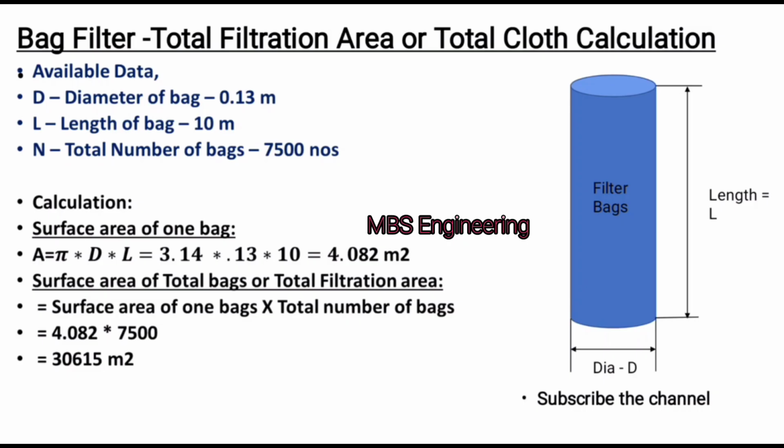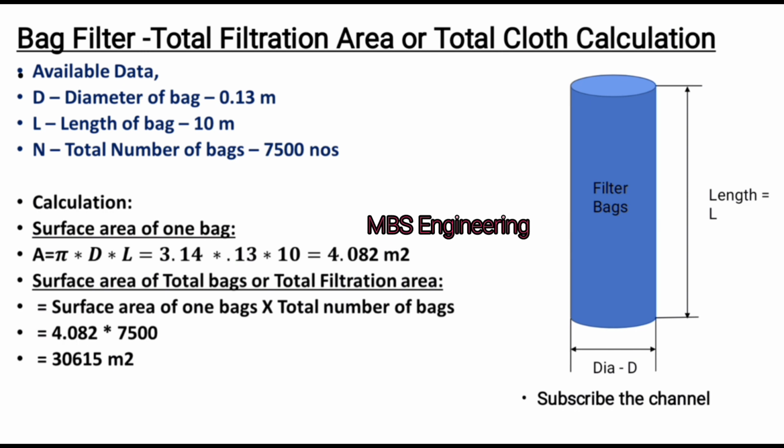First we are going to calculate the baghouse total filtration area or total cloth area. Available or given data are: D, diameter of bag, 0.13 meters. L, length of bag, 10 m. N, total number of bags, 7500 numbers.